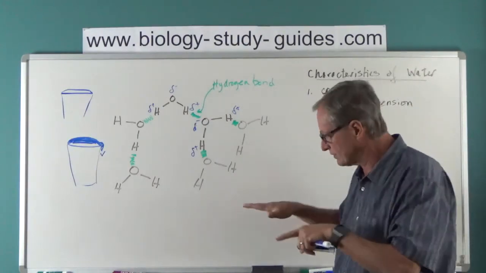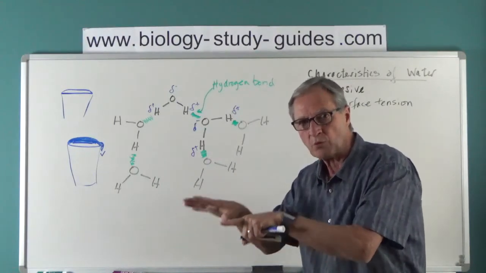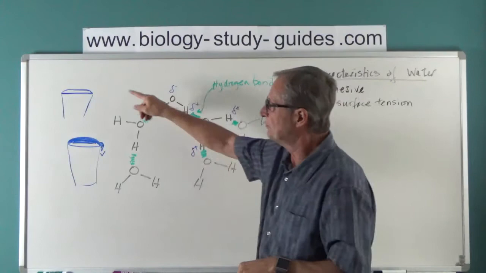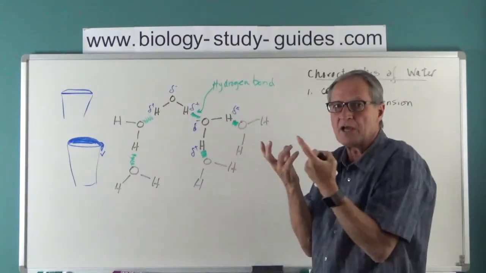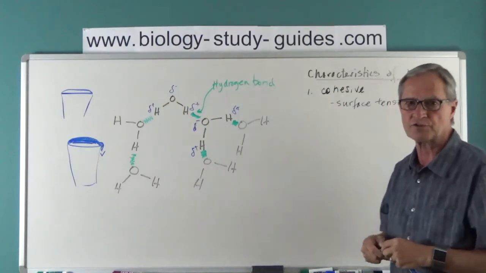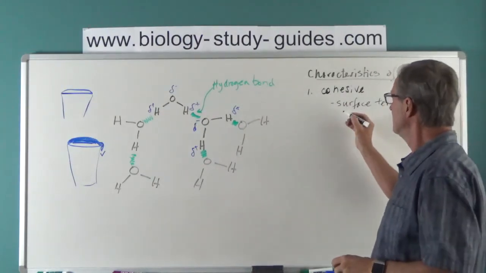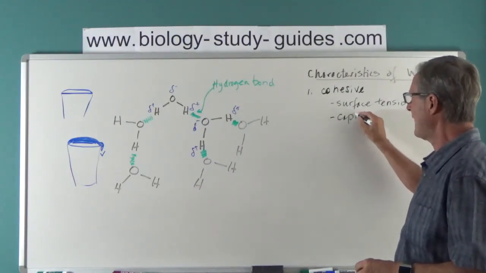Sometimes in water puddles you'll see the little bugs are actually walking on the water. They're walking on the water because they're not heavy enough to break through the surface of the water molecules, because they're being held together by this hydrogen bonding, providing this surface tension. Another thing that cohesion does for water molecules is it allows capillary action.